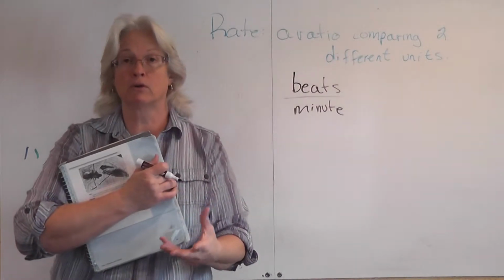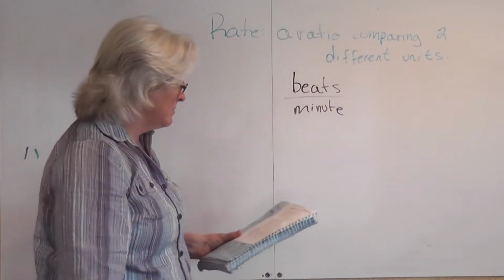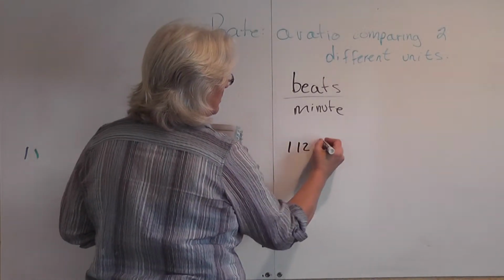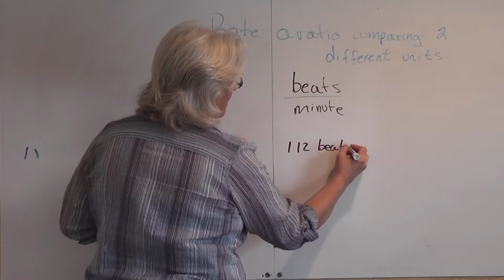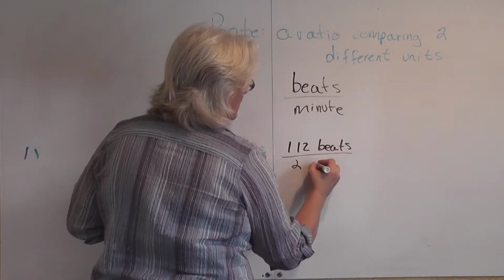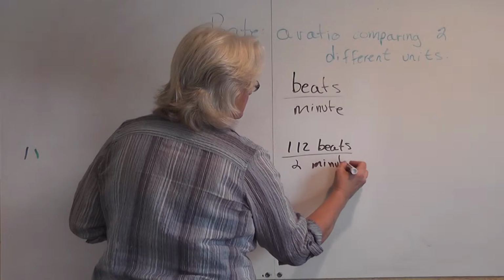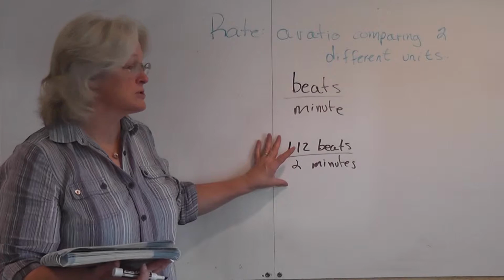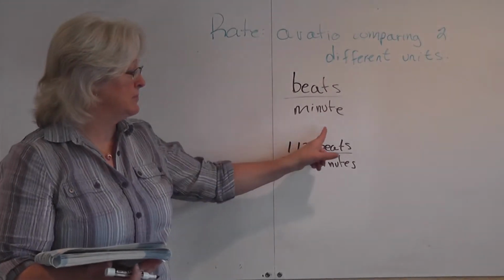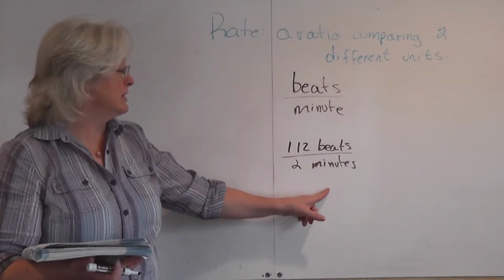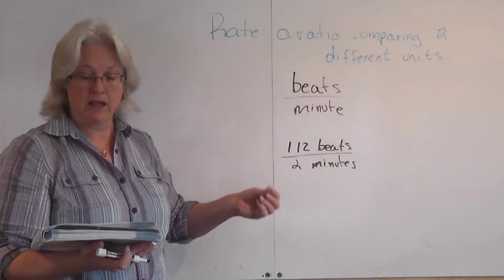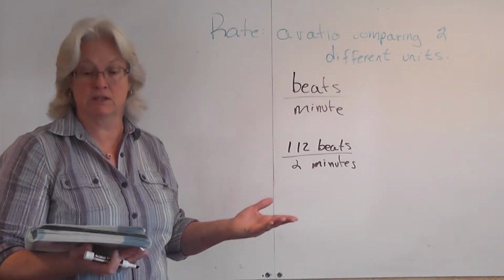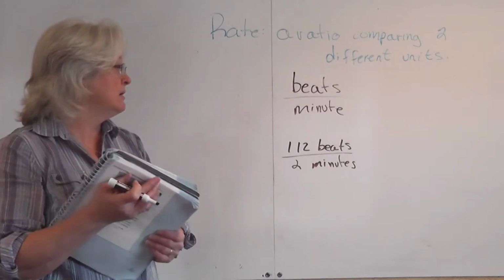Now this is a guy or a girl who's in good shape, and their resting heart beats 112 times, 112 beats in how many minutes? In 2 minutes. This is our first ratio. The relationship between two different quantities happens to be a rate. Now, what do we want to find? It says, how many times does his heart beat? Well, it is a guy. How many times does his heart beat in 5 minutes?